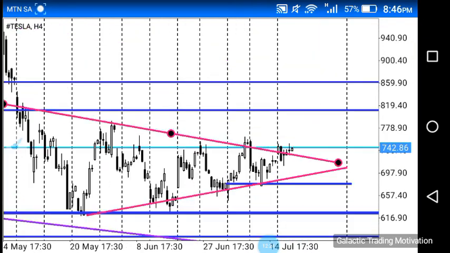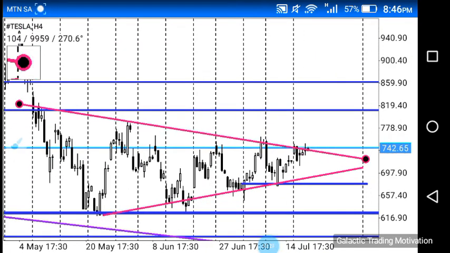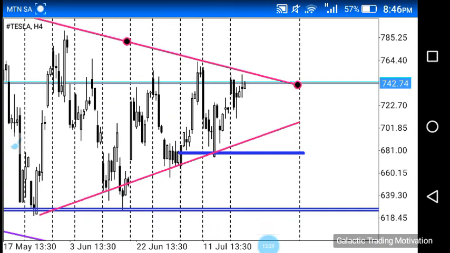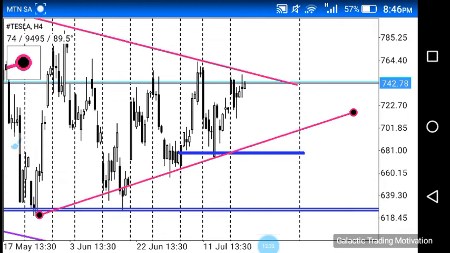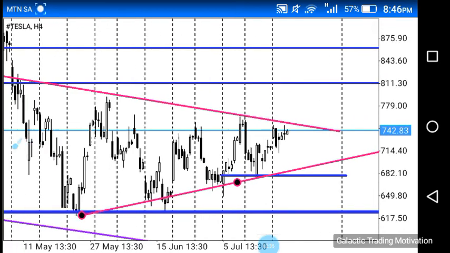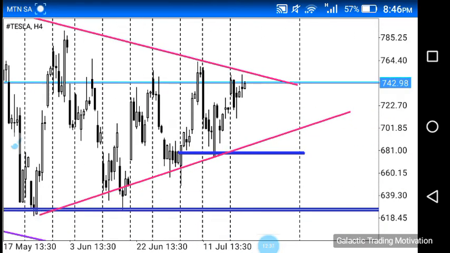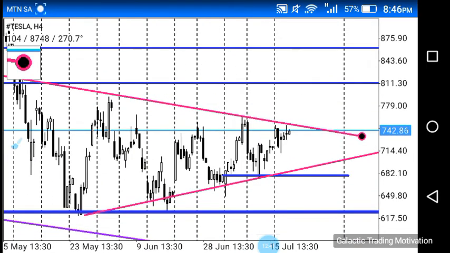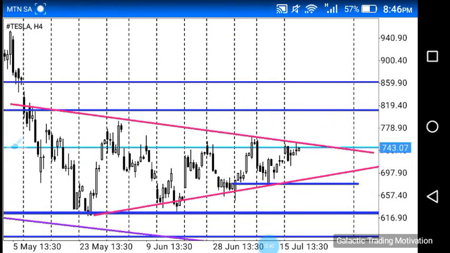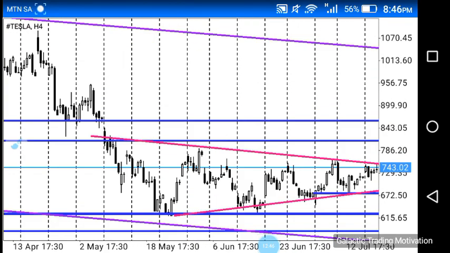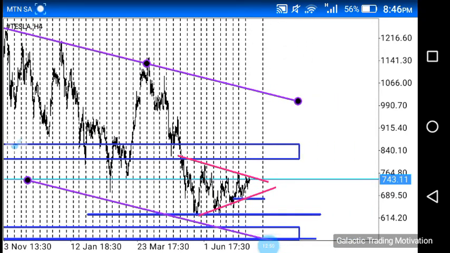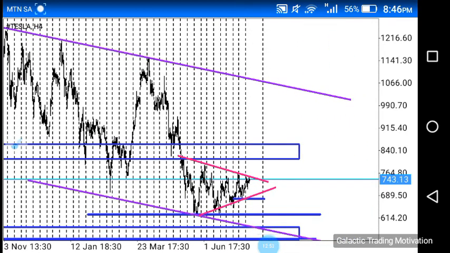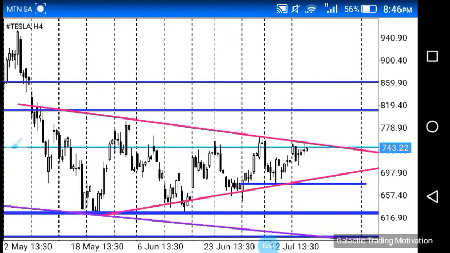On the H4 chart, I'm just going to fix my lines just to make sure that they are in order. Just bear with me. Yeah, there we go. Okay, that should be fine. So what else do we see on the H4 chart that we should be paying attention to?